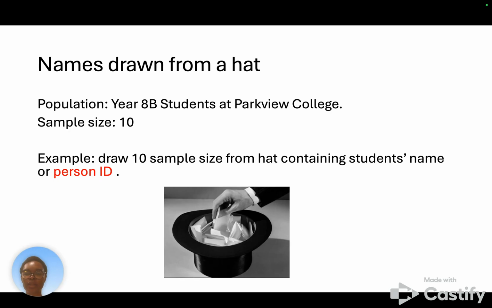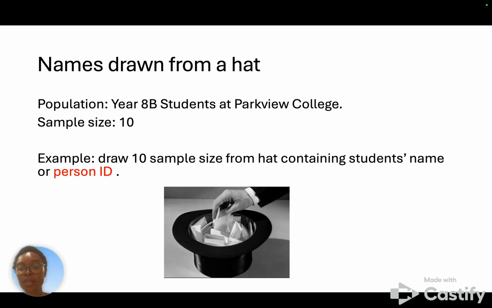Names drawn from a hat. So the way you do this one is you write out all the names of the members of the population that you conducted the investigation on. All the people that you collected data from, write out their names. If your assignment does not allow writing the names of the participants, then you use their person IDs. So write out the person IDs of the individuals in the population in pieces of paper, one piece of paper per person ID. Okay, so collect the papers in a hat.